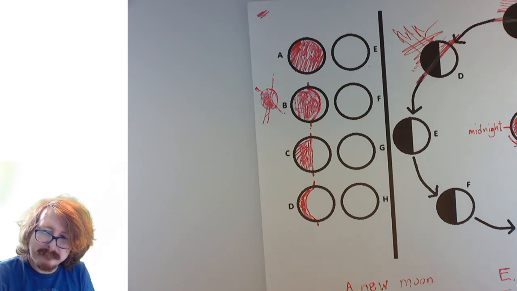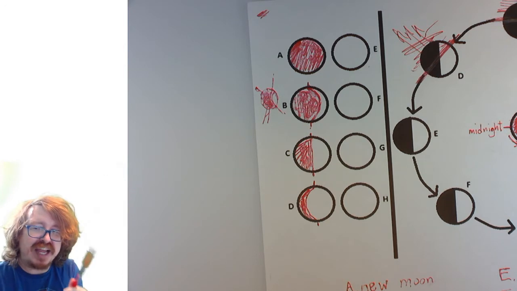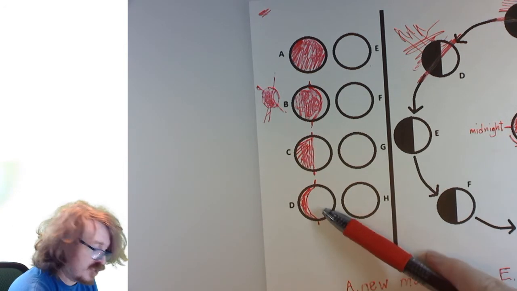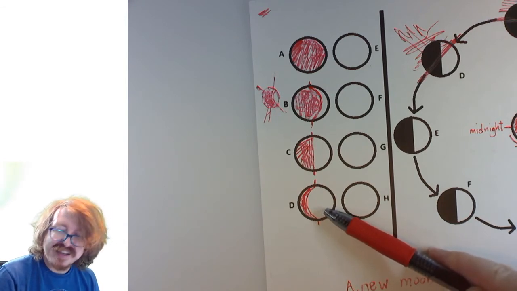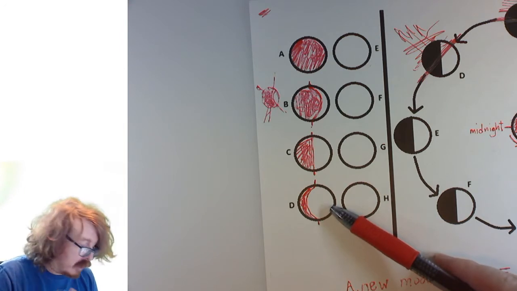Don't let me trick you. Remember, you only name it based on the shape of the lit up part. Is the lit up part shaped like a croissant right here? No. We're getting close to full. We're not quite full yet, but we're getting close to full.